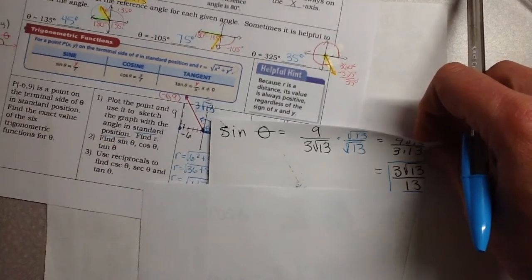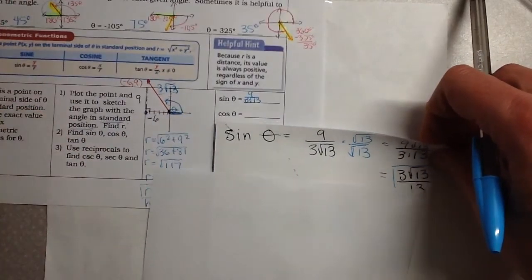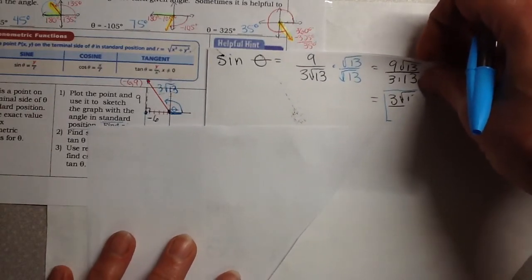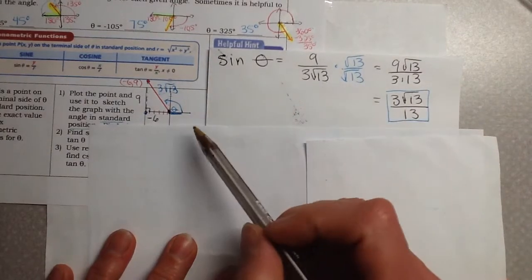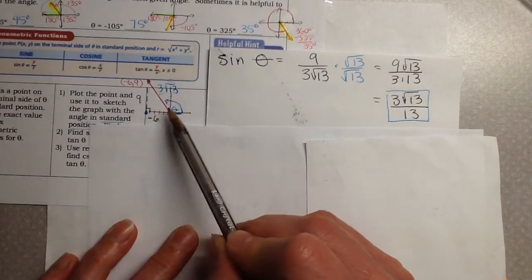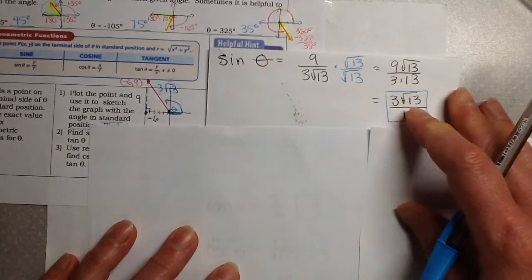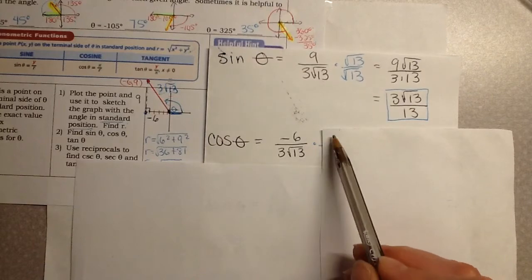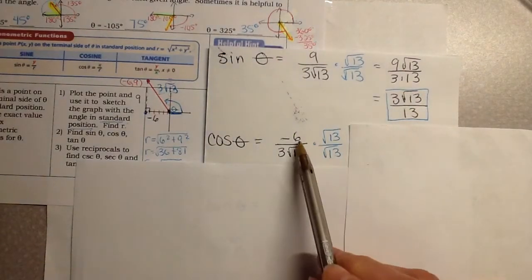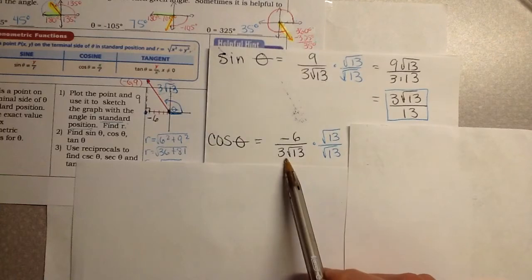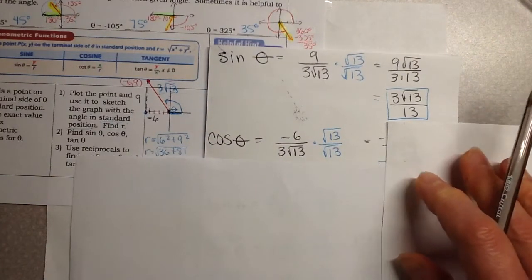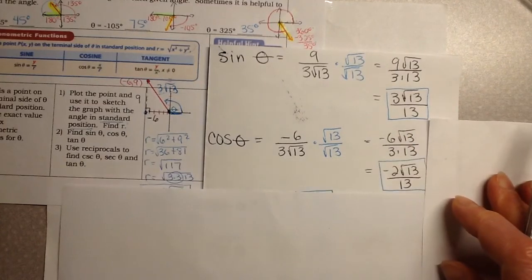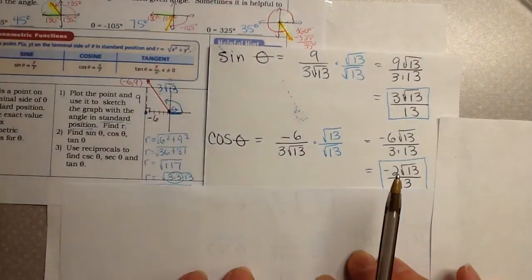Okay, I want to keep my triangle here with my paper so we can keep looking back. Now I need the cosine. The cosine is the adjacent over the hypotenuse, so it's going to be -6 over 3 times the square root of 13. Same thing here. Multiply the numerator and the denominator by the square root of 13. That's going to give you -6 square root of 13 over 3 times 13. And then we can reduce, and that's going to give you -2 square root of 13 over 13.